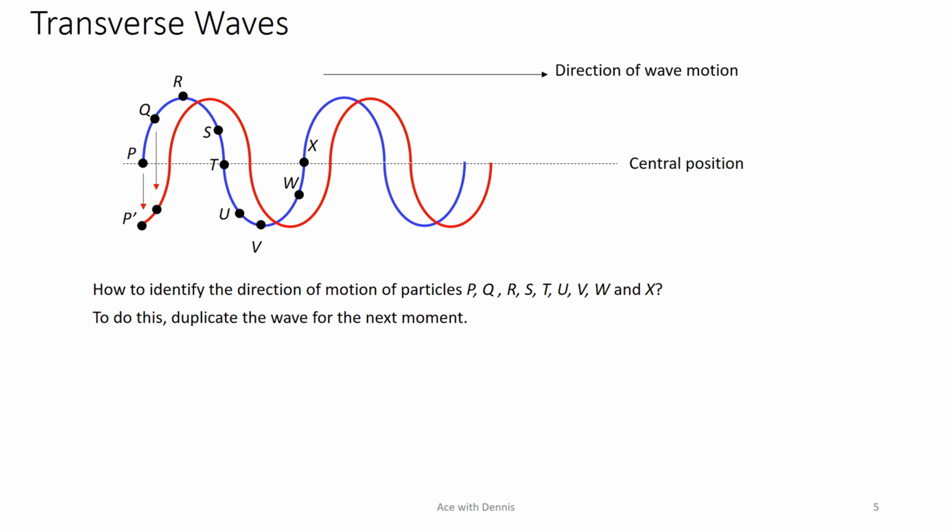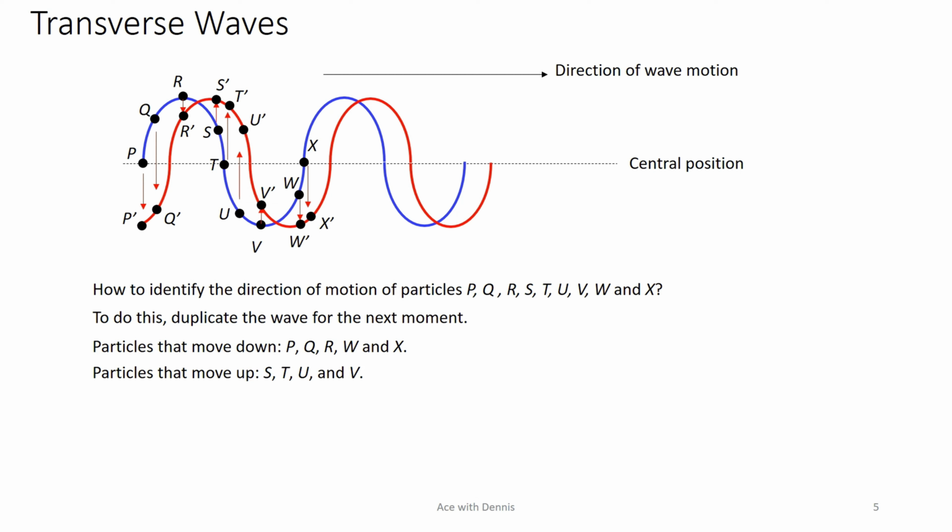Similarly, particle Q also moves downwards, same as R. Particles S, T, U, and V move upwards. Particles W and X move downwards. Hence, particles that move down are P, Q, R, W, and X. Particles that move up are S, T, U, and V.